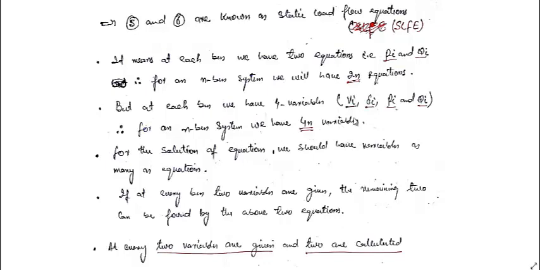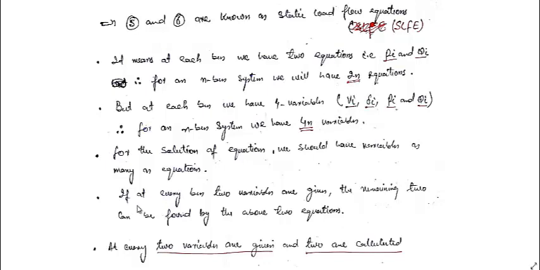So there is a mismatch. Why is there a mismatch? Because for a solution of the equations to exist, we should have as many variables as equations. So the number of variables and the number of equations should be equal to have a solution. But here we have a mismatch between the equations and the variables.